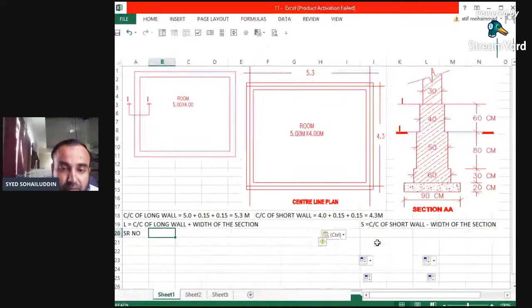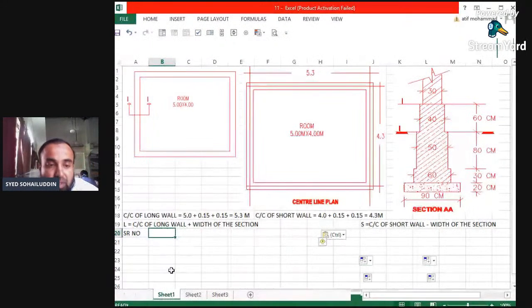One thing we can have while totaling the quantity: we can add these two quantities and write them here for PCC. So we can add both the short wall and the long wall and write the total quantity here. Okay, so we have seen excavations, we have seen PCC.